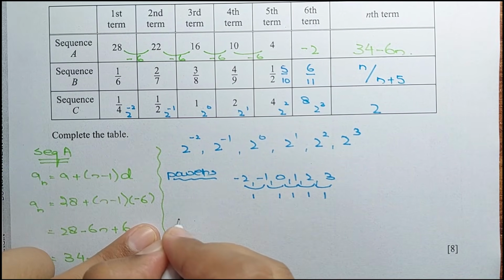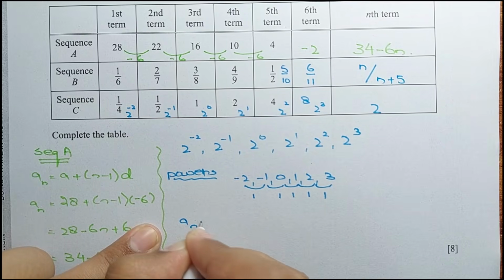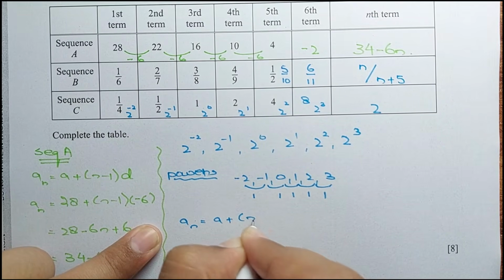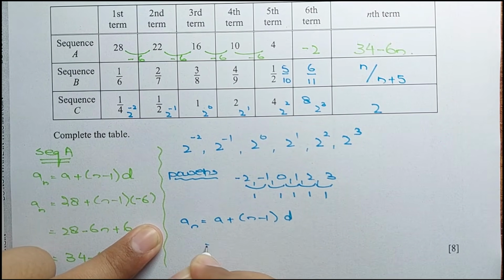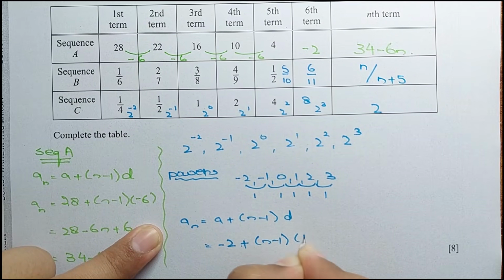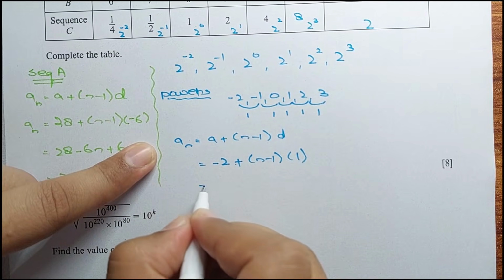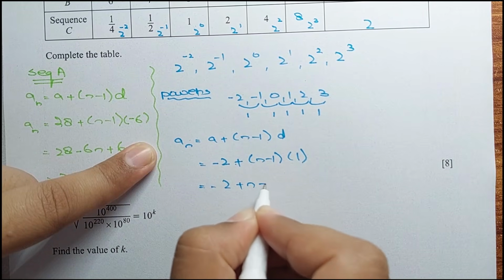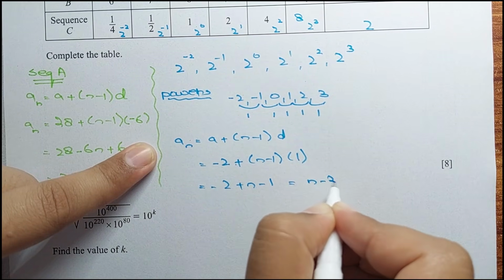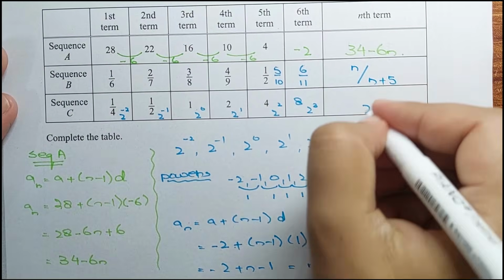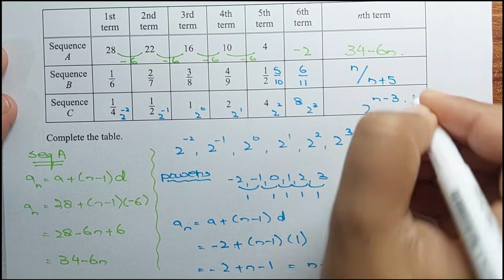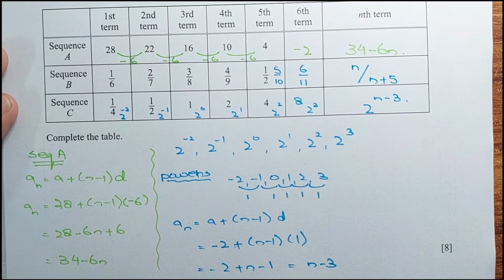Right. So we can say the nth term is a plus n minus 1 into d. The first term is minus 2 plus n minus 1. The common difference is just 1, right? So minus 2 plus n minus 1, so n minus 3. So the power is n minus 3. This would be the next term for the sequence C.